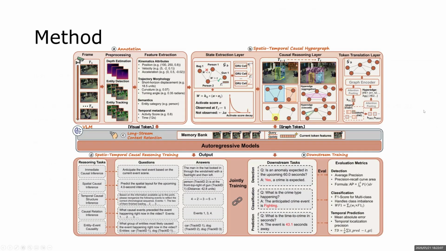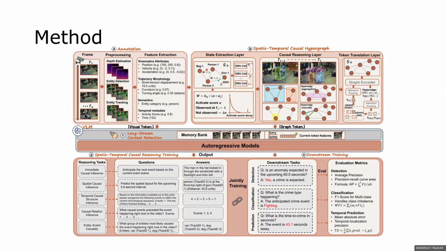Our framework contains 5 major components. First, the annotation model extracts the event entities, depth information, tracking IDs, and motion features from streaming frames. Second, the Spatial-Temporal Causal Hypergraph, called STCH, converts these implicit entity dynamics into explicit graph structures. In STCH, each entity is represented as a node with positions, velocity, acceleration, trajectory, morphology, semantic category, and temporal metadata.